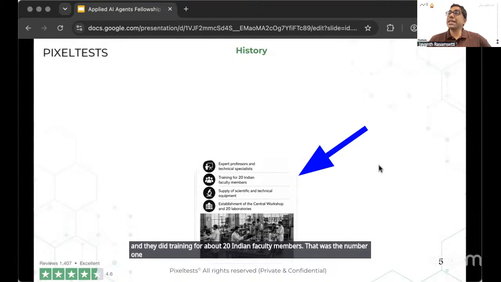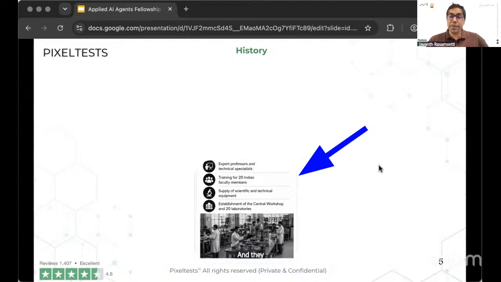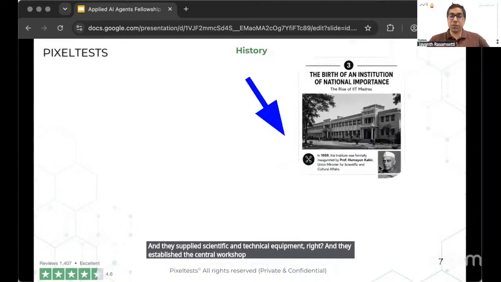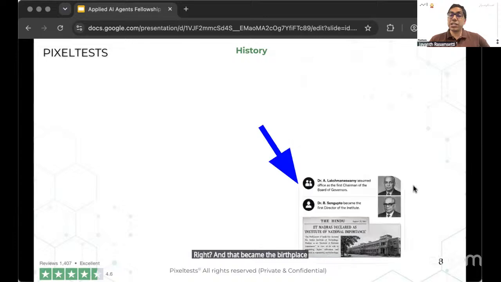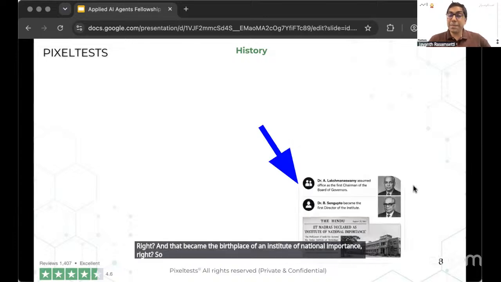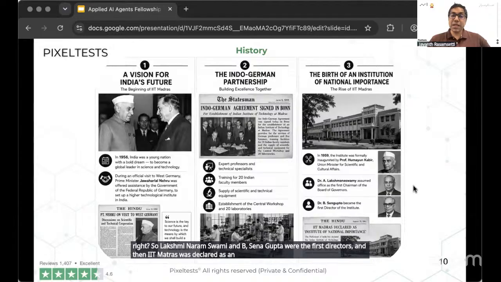And they supplied scientific and technical equipment, right? And they established the central workshop of 20 laboratories, right? And that became the birthplace of an institute of national importance, right? So A. Lakshmi Narayan Swamy and B. Senugupta were the first directors, and then IIT Madras was declared as an institute of national importance, and that is the humble beginnings of IIT.